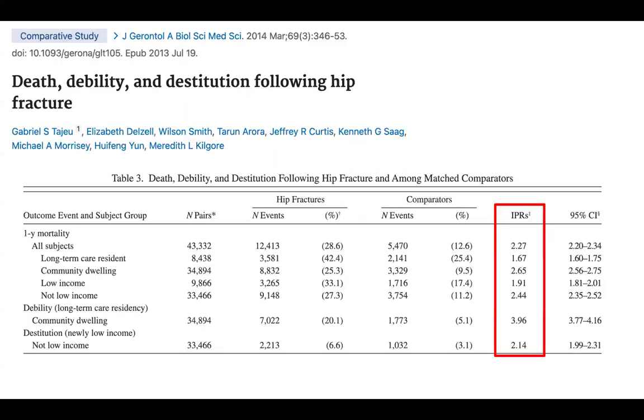This study is titled Death, Debility, and Destitution. I think it's an interesting title and pretty fitting. It looked at patients following hip fracture and found a twofold increase in 1 year mortality, quadruple the risk of long-term residency, and double the risk of falling into a low-income category because of associated medical costs.